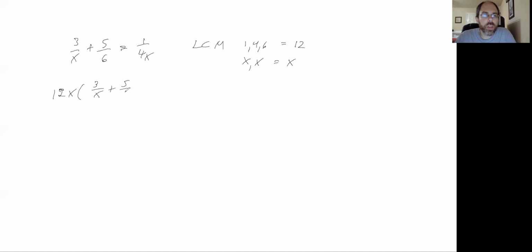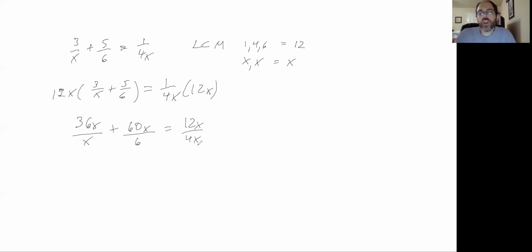I'm just going to rewrite the left side of my equation times 12x, but once again, to preserve equality, I must do the same thing over here. When I distribute this 12x, 12x times 3 is 36x. 12x times 5, 12 times 5 is 60, so I have 60x divided by 6. And lastly, 1 times 12x is just 12x. Now at a glance, it doesn't look like I've simplified things a little. I still have all these fractions, but that's about to go away.